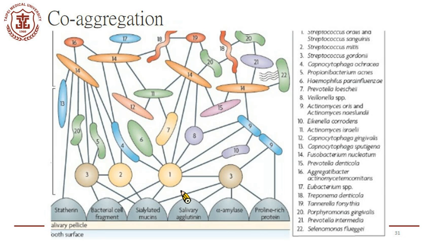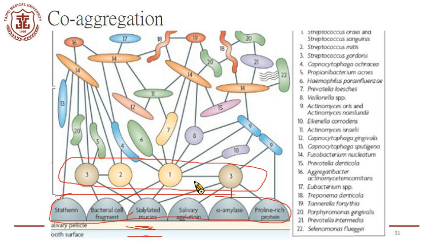Of course, here we can see it in a diagram more specifically. As we were saying, we will have the tooth surface, the salivary pellicle, and we can have a statherin, bacterial cell fragment, salivary agglutinin, alpha amylase, and proline-rich protein. So when you have these kinds of pellicles, that's when you will have your primary colonizers. As we were saying, these are the only ones that can attach to this salivary pellicle. And then we will have a secondary type of colonizers that get attached to the primary. So they protect each other and they have connection to each other. This is why it's important that we study coaggregation.